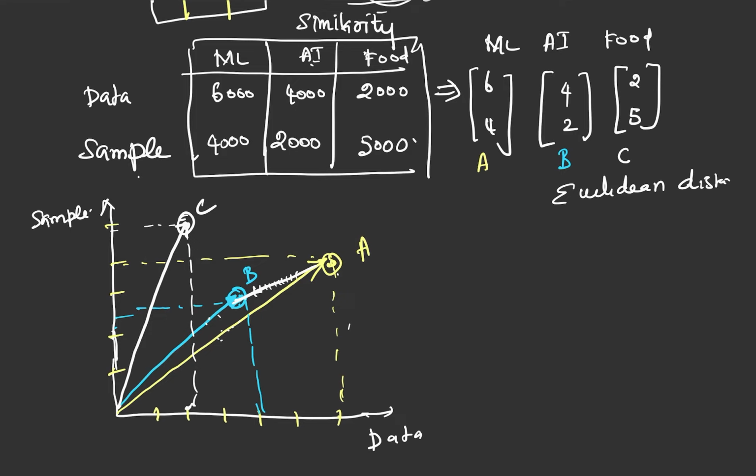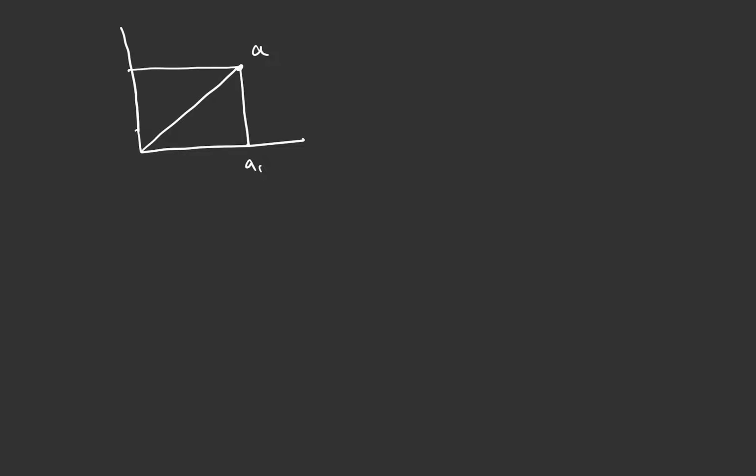Let me give you an example. If we have our simple vector A, which has A1 on the x axis and the coordinate on the y axis is A2, we want to measure this vector's distance, which is called the norm of this vector, the L2 norm. This L2 norm can be calculated using our Pythagoras theorem.